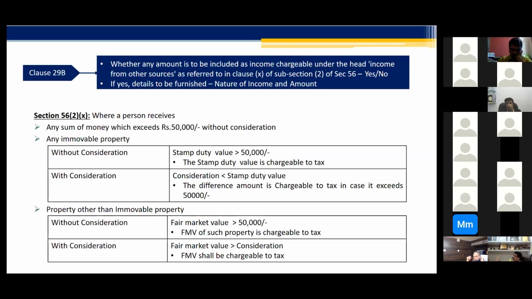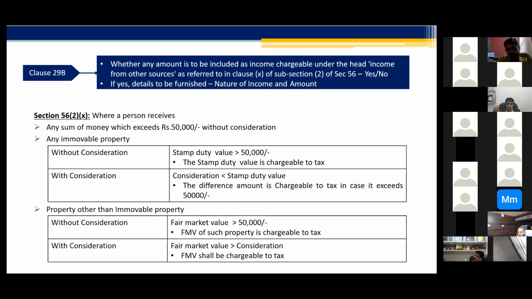So again, whenever there is a sale or transfer of, or in this case purchase of, property other than immovable property, let's take an example. I have acquired goodwill, I have acquired a brand name, I have acquired equity shares of a particular private limited company. So the auditor will have to insist upon the valuation, that is, how this fair market value is determined. And if there is a difference between the fair market value and the actual consideration of more than 50,000, then you have to do a reporting over that.